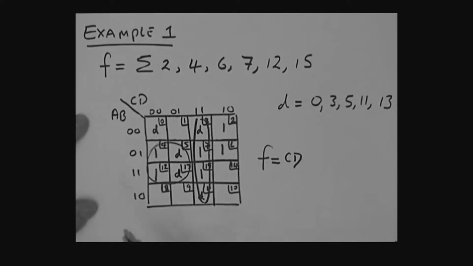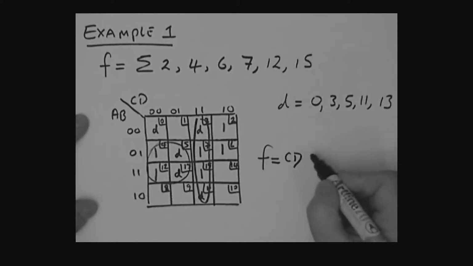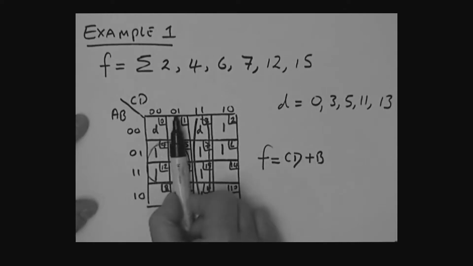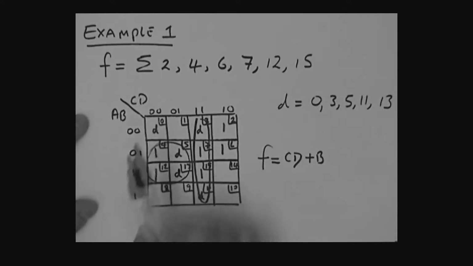Okay, so what's this? Well, let's look vertically. What variable doesn't change as we move from, let's say, these 2 squares to these 2 squares, up and down? The only variable that doesn't change is what? B. So we'll write that down. That's B. Okay, as I move horizontally, what variable doesn't change? Well, it's C bar, isn't it? Okay, so let's write that down.